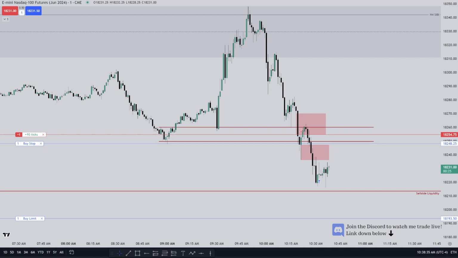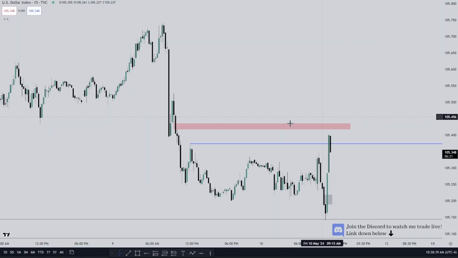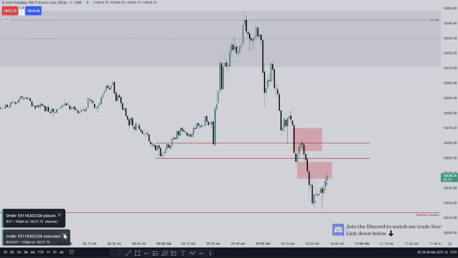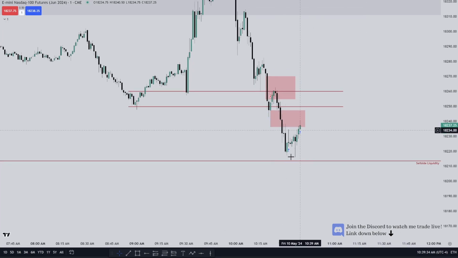Yeah, price is really stalling. Let's see what the dollar's doing. Dollar index cleared that buy side. Yeah, we'll close it. So that's it. I'll still be watching for the sell side down here, but Nasdaq was pulling some foolishness. But I'm gonna count that as a win.